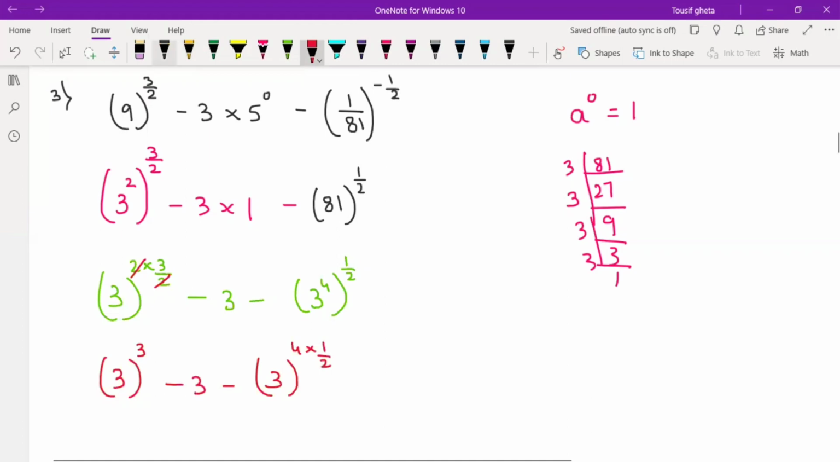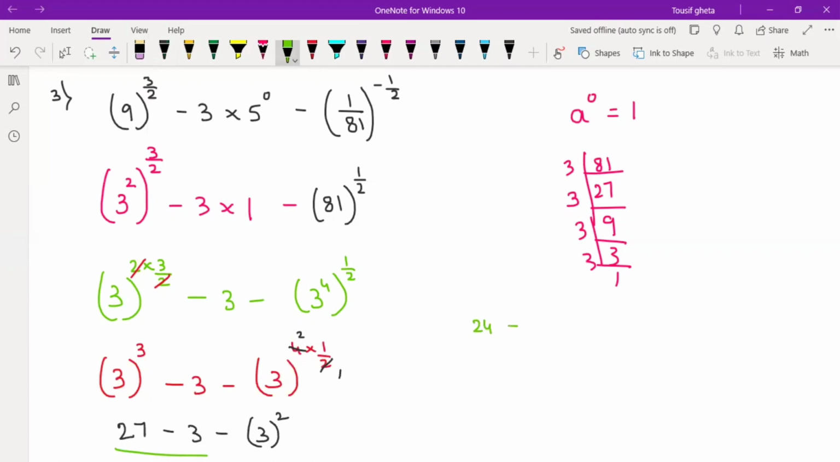Okay, so in the next step, 3 cube we can write as 27, because they are asking us to simplify. That means we need to find the value, so we need to expand and get the value. So 3 into 3 into 3, multiply, you will get 27 minus 3 minus 3 to the power of, you can see here 2 ones and 2 twos, we can do cancellation. 3 square is remaining. So the first two terms you subtract, that is 27 minus 3 will give 24, minus 3 square is how much? 9. 24 minus 9 will give the value as 15. And that is the solution for the third one.